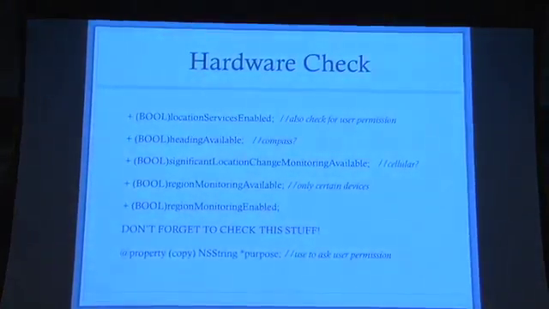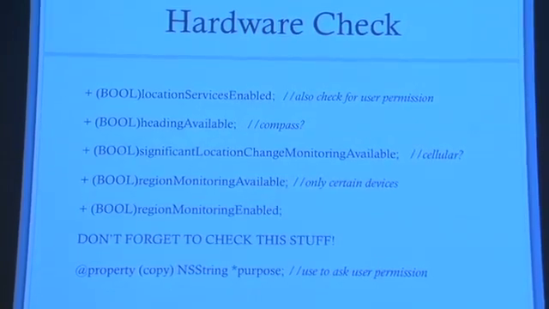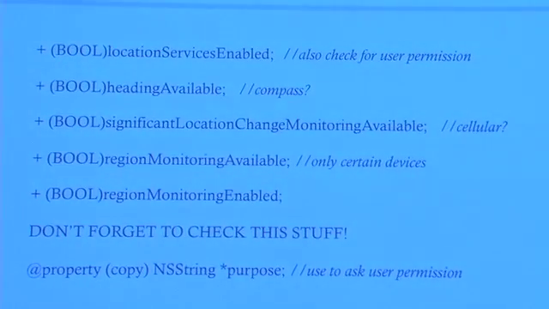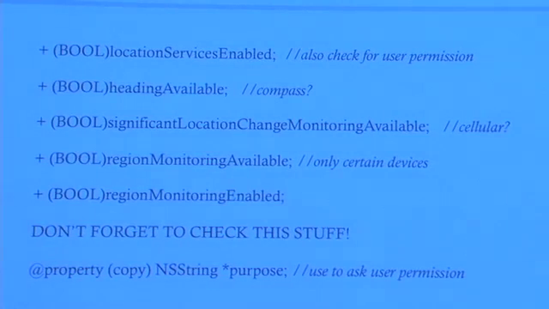So this is the hardware check that you would do. These are all class methods that return bools. You want to see if location services is enabled. And then you can start checking for the user permission, and I'll show you that in the demo. Then you want to see if the heading is available. Not all devices have a compass in them, so this won't always be available. Significant location change monitoring is available only on cellular devices. And then there's this thing called region monitoring, and this is only on certain devices. Region monitoring would check geographical regions to see when you've entered a certain region that you've set.